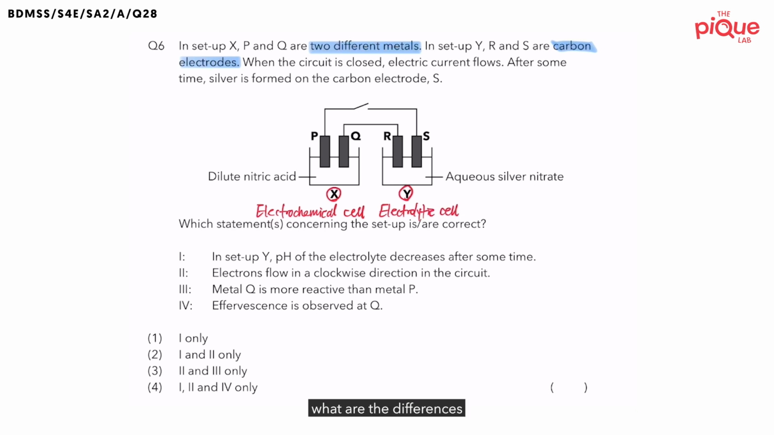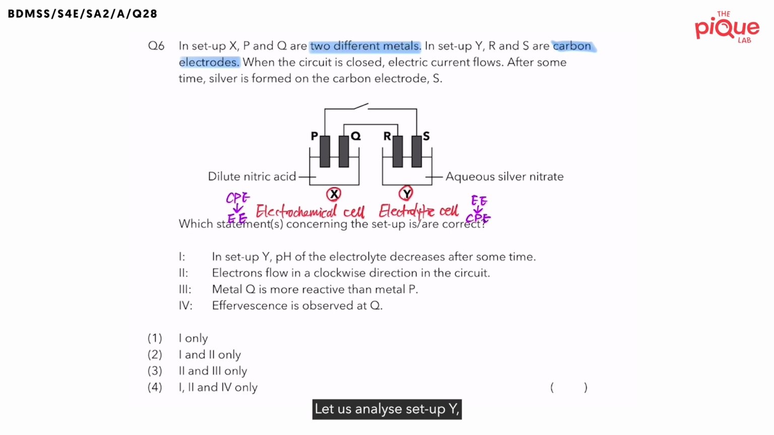Can you remember what are the differences between an electrochemical cell and an electrolytic cell? Well, the main difference between these two is in terms of energy conversion. For electrochemical cell, chemical potential energy is being converted to electrical energy, while for electrolytic cell, it is the reverse, where electrical energy is converted to chemical potential energy, where it usually drives a reaction.